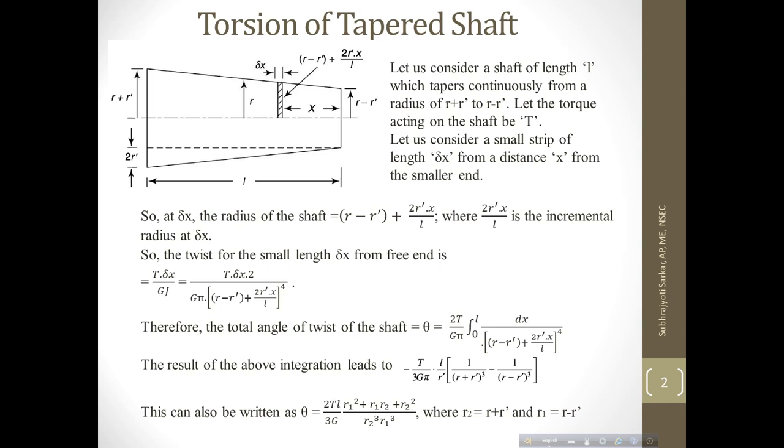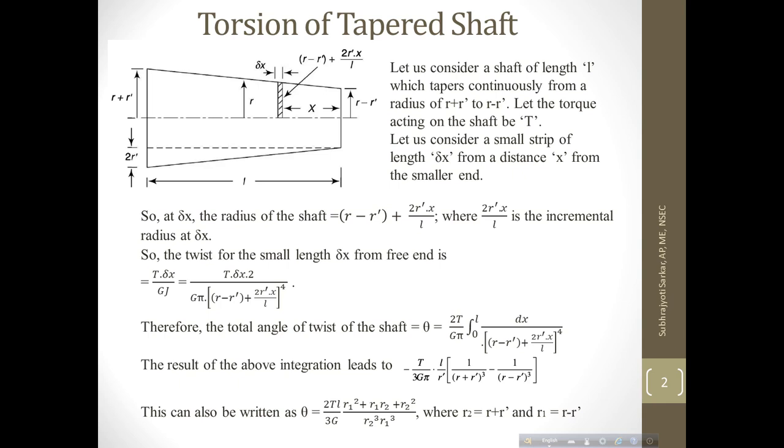So the radius of the shaft at the infinitesimal portion del x will be r minus r dash plus the incremental portion, that is twice r dash into x by L. If that is the radius, then from the torsion equation we can say that the twist for that small length will be TL by GJ. Here what will L be? L will be del x. So just put T del x divided by G into, put the value of J.